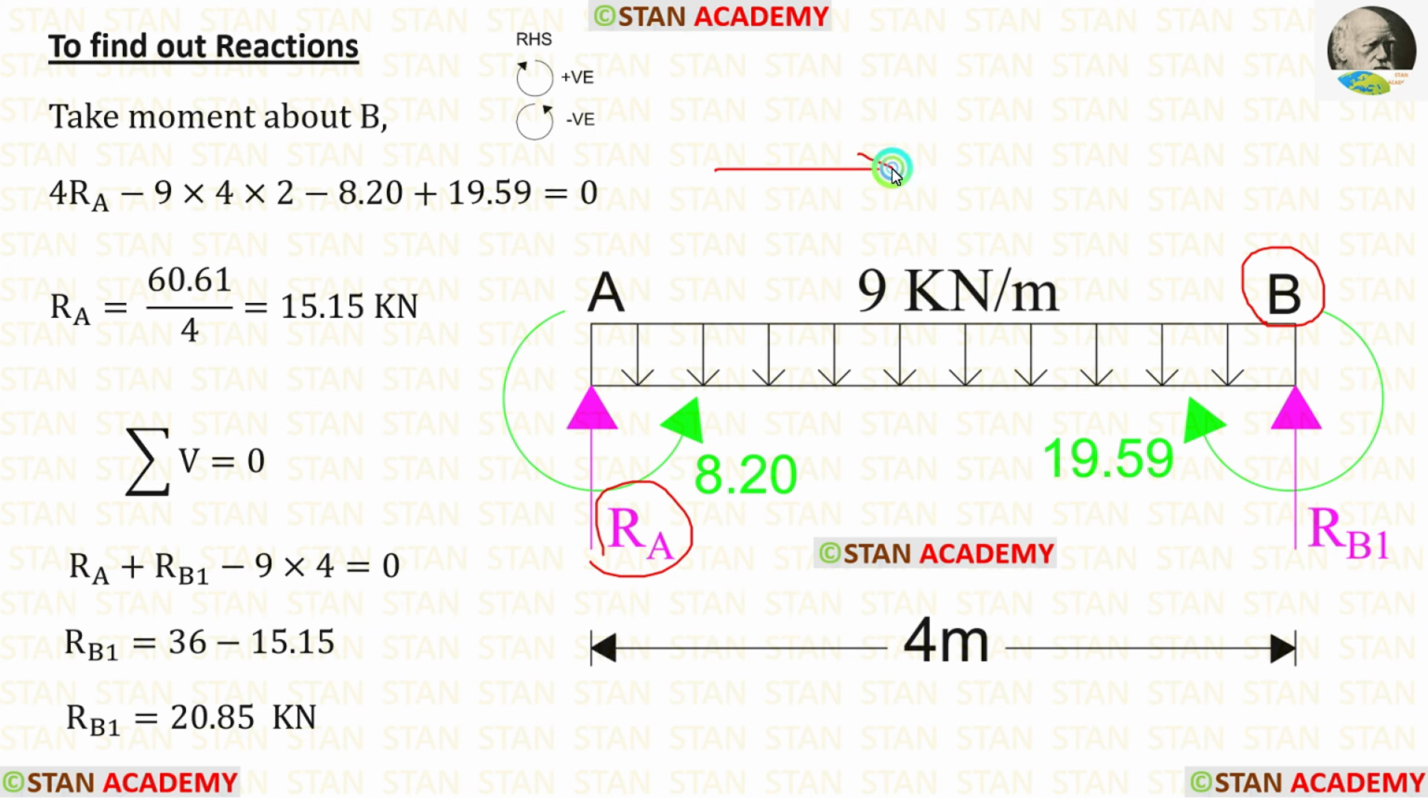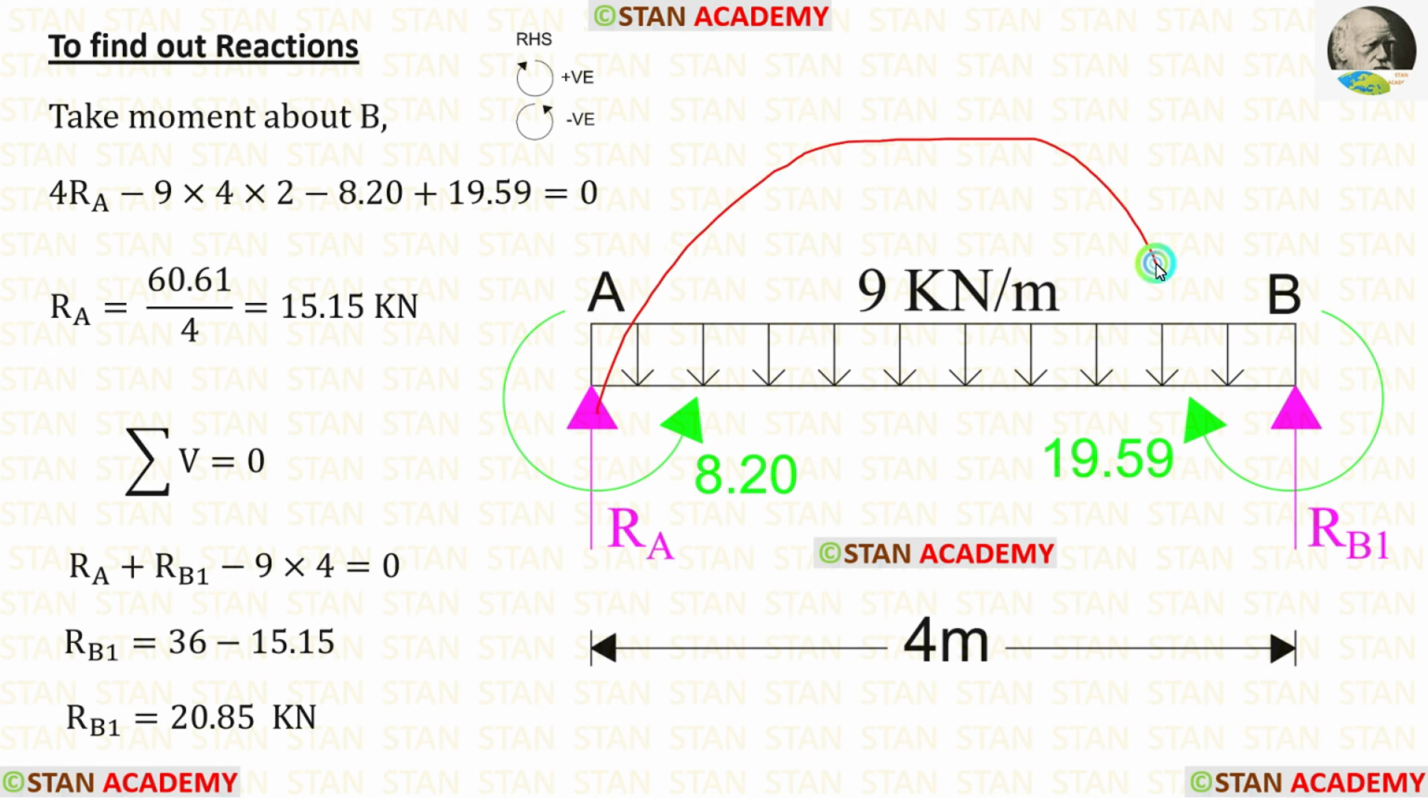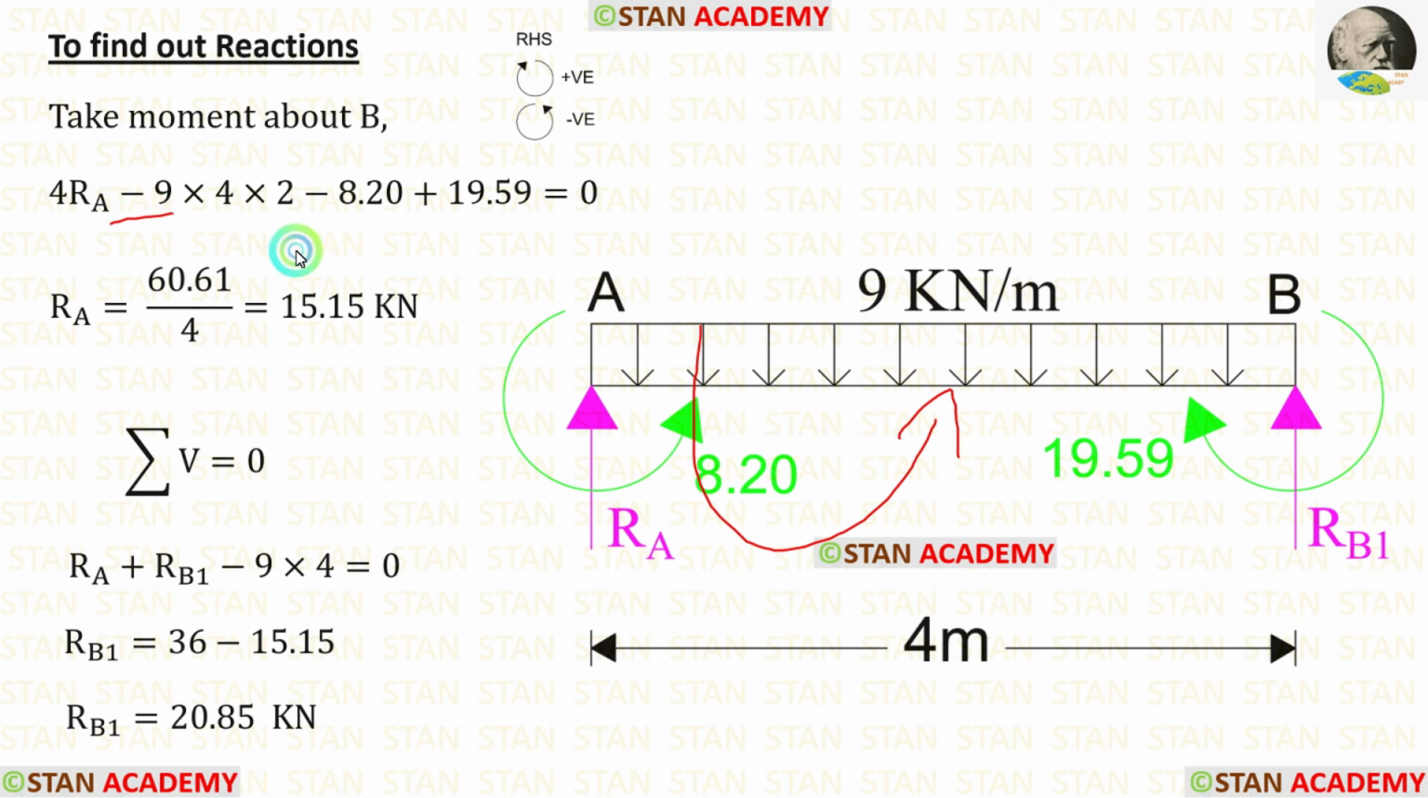In this case, I am moving towards the right-hand side. Clockwise will be positive and anti-clockwise will be negative. RA is acting towards the point B in the clockwise direction, so it will be positive and the distance is 4 meter, so 4 RA. The UDL is acting in the anti-clockwise direction, so it will be negative. When the UDL comes, we have to multiply with the distance and distance by 2.